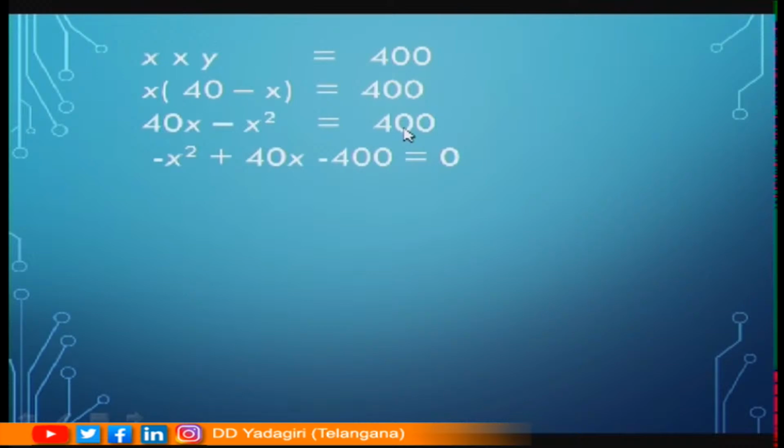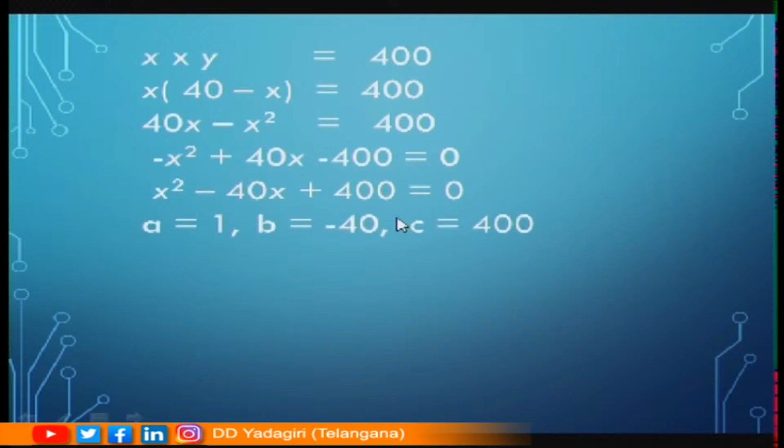I have transposed this plus 400 to the other side. I get minus 400 is equal to 0. So, my equation becomes now x square minus 40x plus 400 is equal to 0, because I have multiplied this complete equation with minus to remove the negative sign of x square. Now, I get a standard form of the quadratic equation. Here a is equal to 1, b is equal to minus 40 and c is equal to 400.